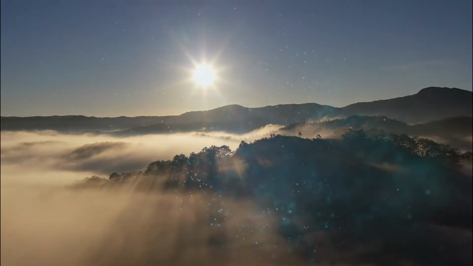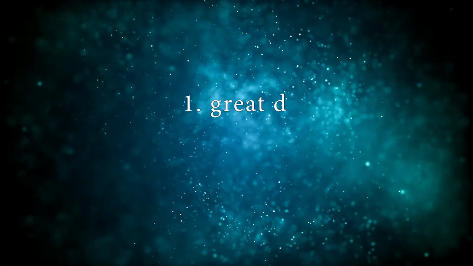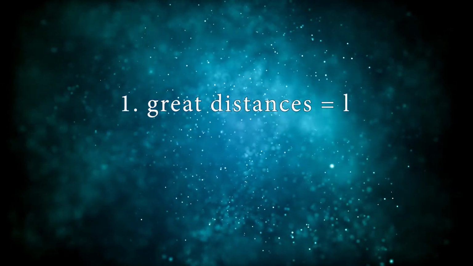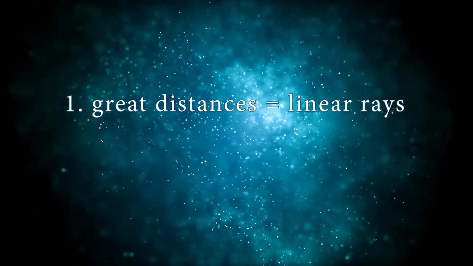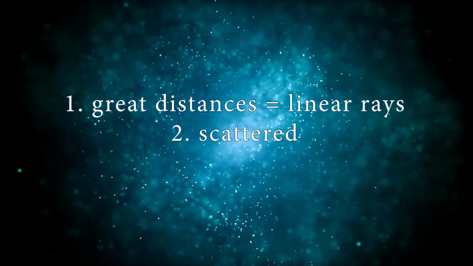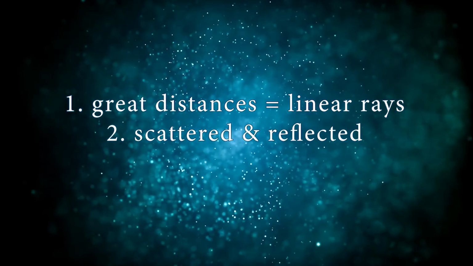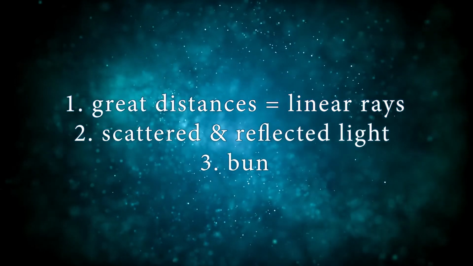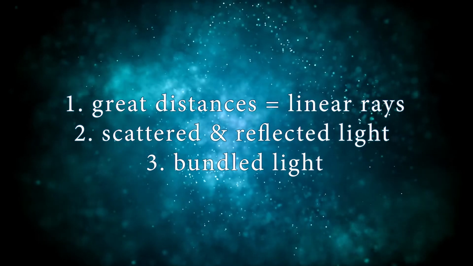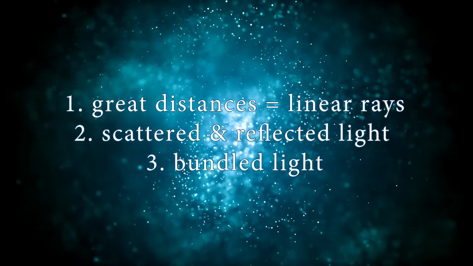There is usually one of three scenarios happening. First, light comes from a long distance and thus becomes linear. Second, light is scattered and is reflected. Third, light is bundled and directed. Let's look at these with some examples.